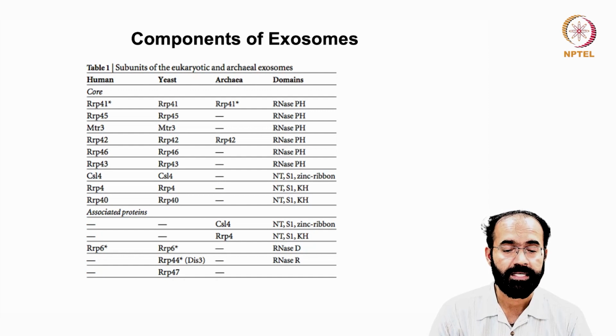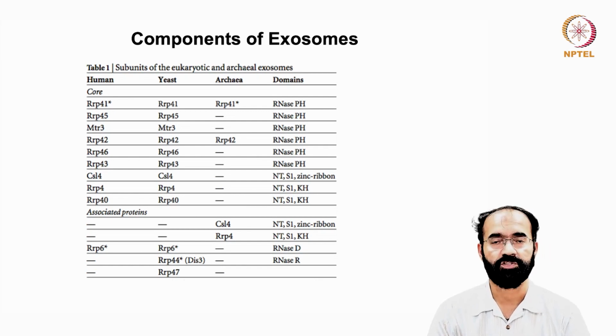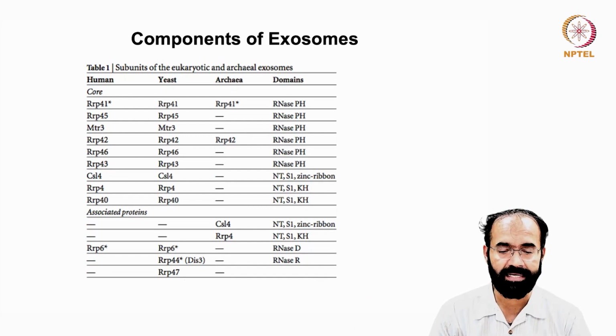in archaea. And also you can see some of the associated proteins, because exosomes also require some helper proteins, associated molecules. You can see in archaea you have CSL4, RRP4, like that, and in yeast you have some helper proteins such as RRP6, etc. Human also has RRP6. So yeast and archaea require more helpers, but in human not too many helper molecules are needed.